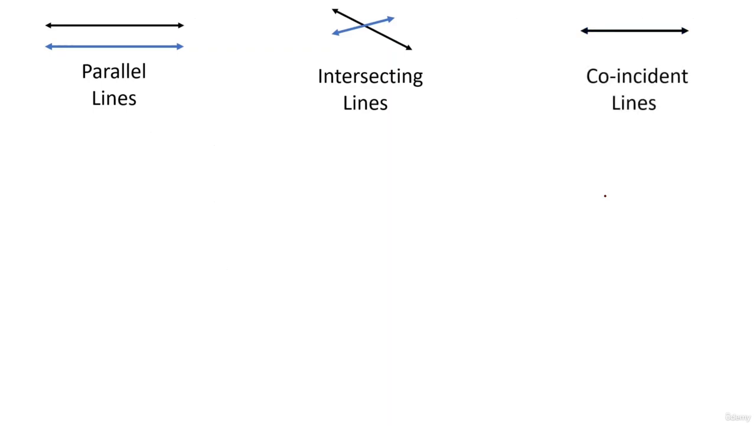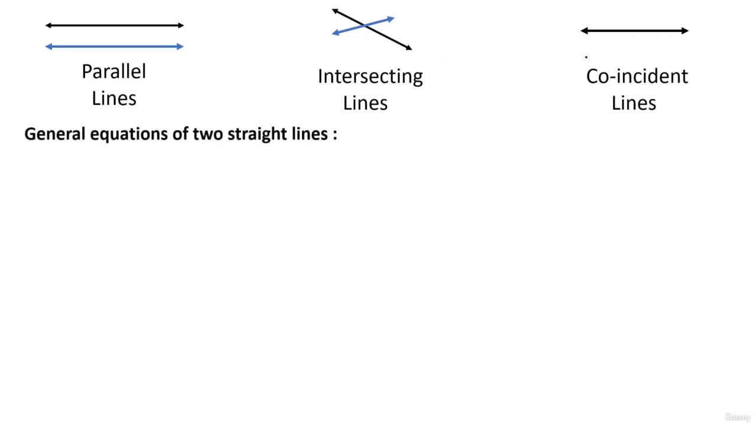Whenever we are given two straight lines, or two linear equations, they can have either no solutions, if they're parallel lines, they will never meet. If they're meeting at exactly one point, there will be intersecting lines, and we have one solution. And when they are coinciding, you will have infinite solutions. So before solving the two linear equations, you have to first identify which of these three categories the particular lines belong to.